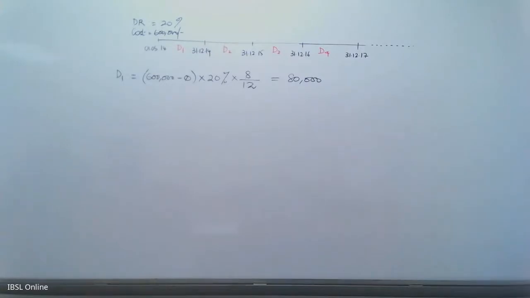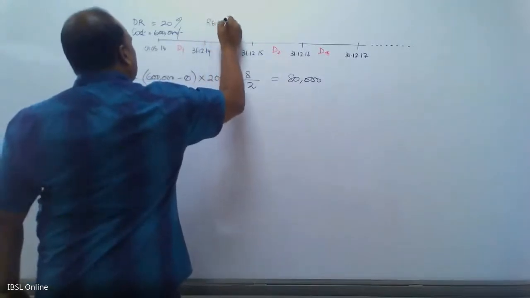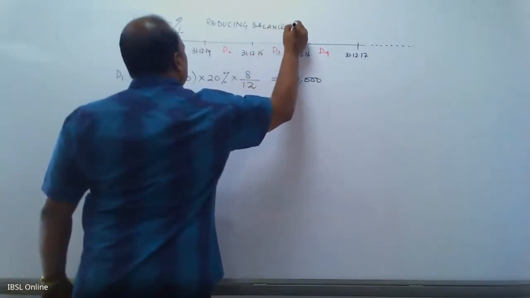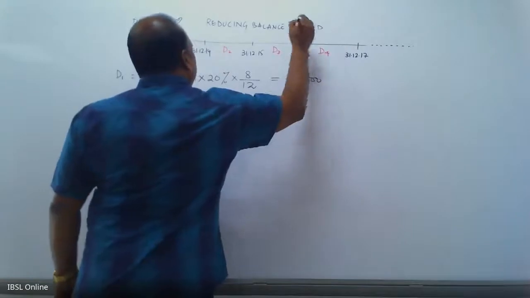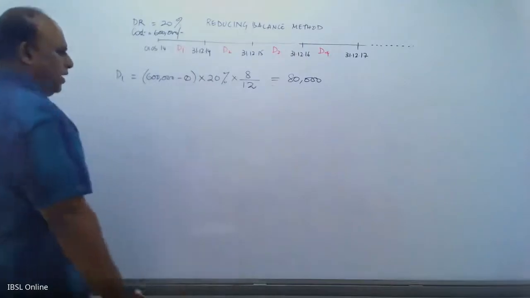Okay. You are following? Right? Now comes the complication with regard to the reducing balance method. Okay, reducing balance method. Now what happens? D2 is not going to be as easy as what we did under straight line method.